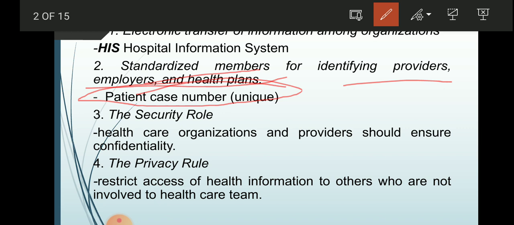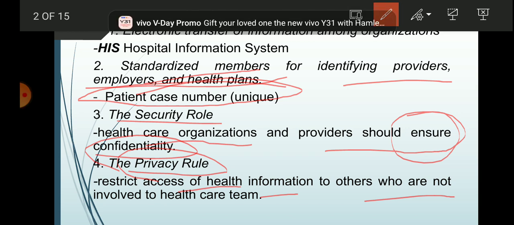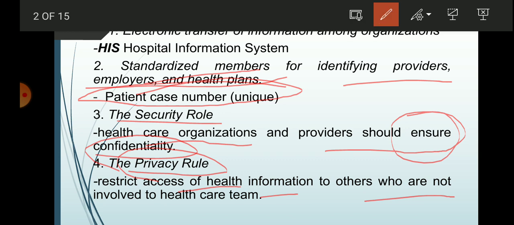So the third one would be the security rule. It means healthcare organizations and providers should ensure confidentiality. Privacy rule: restrict access of health information to others who are not involved in the healthcare team. So yes, do not ever disclose information to those friends of yours who are not part of the healthcare team, because that would lead to breach of confidentiality, where our clients could file a lawsuit against the nurses and doctors who disclose the information.